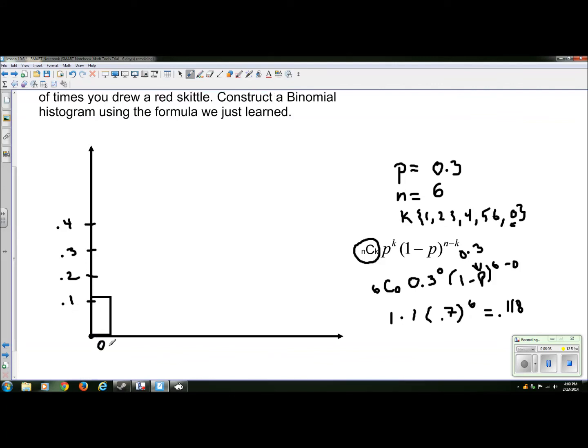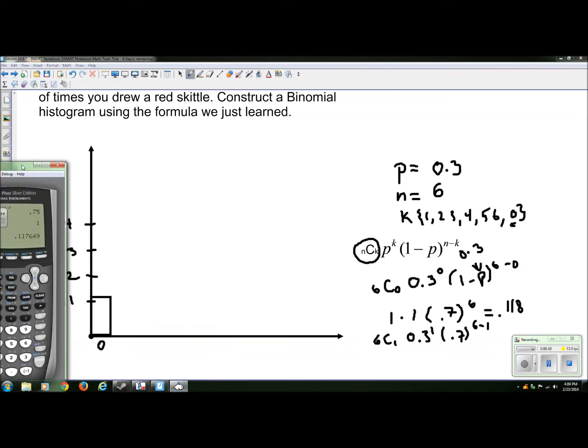Alright, so let's go on and do the next one. What's the probability of drawing 1 red Skittle? Well, that's when k is 1. So I'm going to go 6 choose 1, times 0.3 to the first power, times 0.7, that's 1 minus p again, to the 6 minus, and now k is 1, so 6 minus 1. Okay, so let's do that on our calculator.